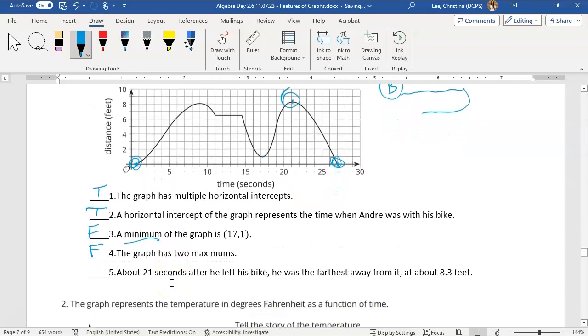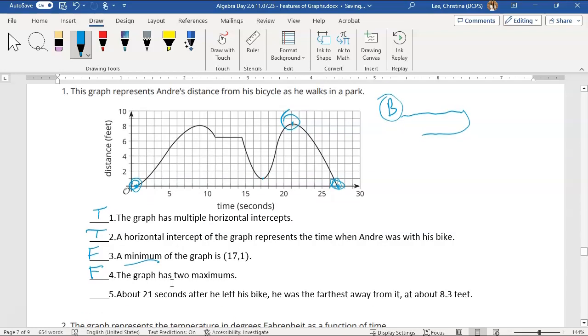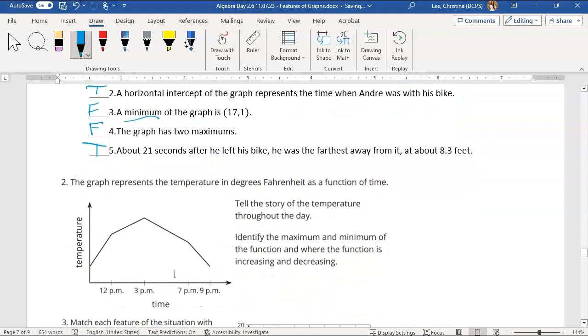About 21 seconds after he left his bike, he was the furthest away from it at about 8.3 feet. So the furthest that he was was 8.3, and that was somewhere here. And it says about 21 seconds. That looks to be about accurate. 21 point some seconds, so we can say true at about 21 seconds.